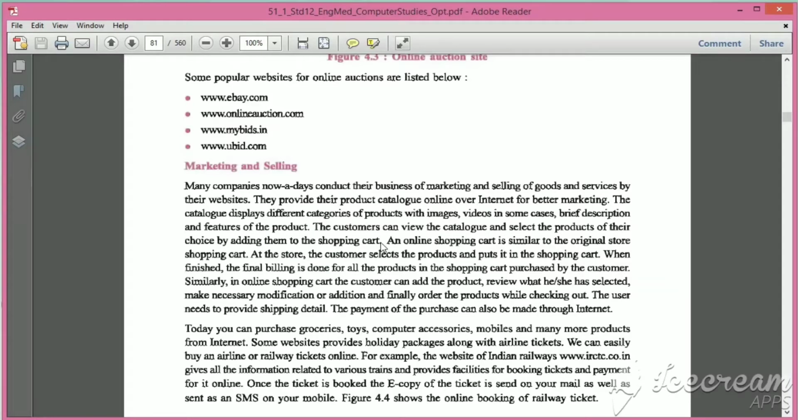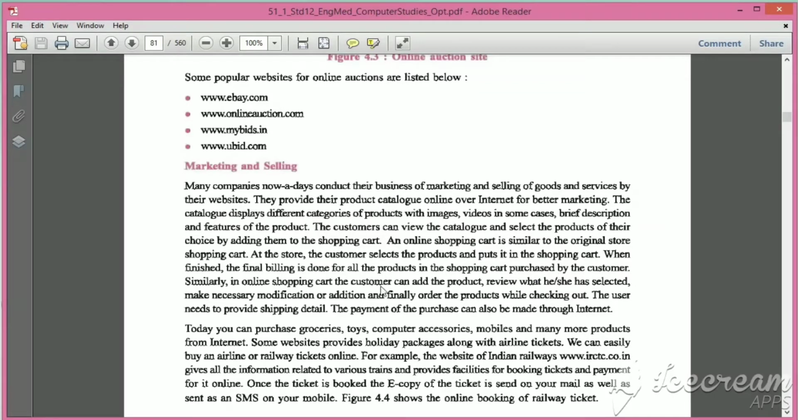Here the new term is shopping cart. When we select any item online through the website, that goes in which section of the website? That is in shopping cart. An online shopping cart is similar to the original store shopping cart. At the store, the customer selects the product and puts it into the shopping cart. When finished, the billing is done for all products in the shopping cart purchased by the customer.